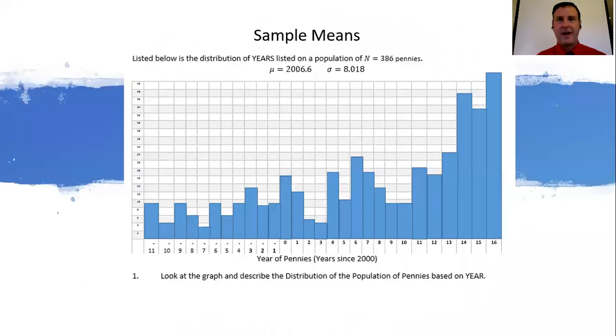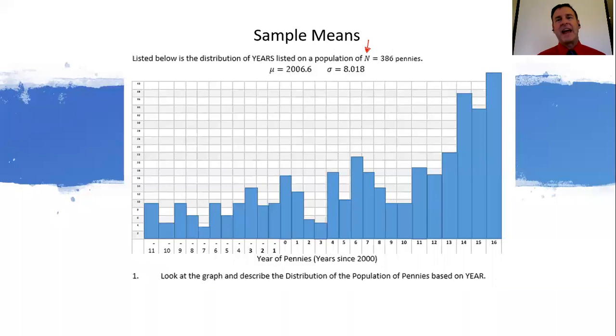All right, so here's what I have. I have 386 pennies that I collected from a bank all in one sitting. And since those are the pennies that I own, I'm going to call that my population. I'm going to identify that with a capital N. And what I can share with you is a couple things.